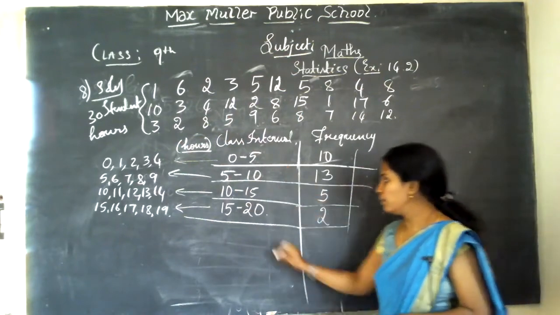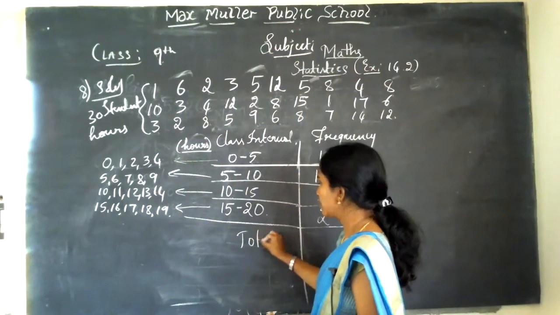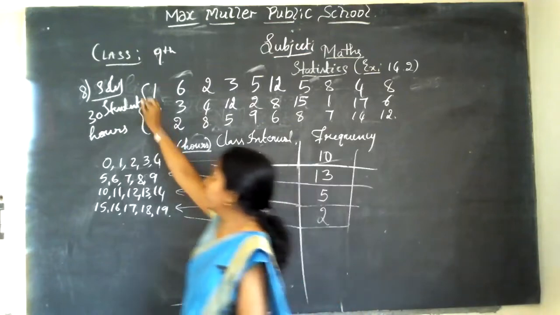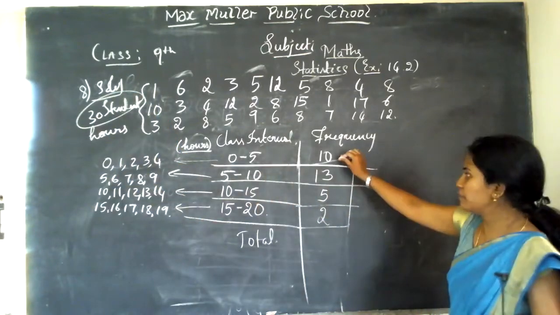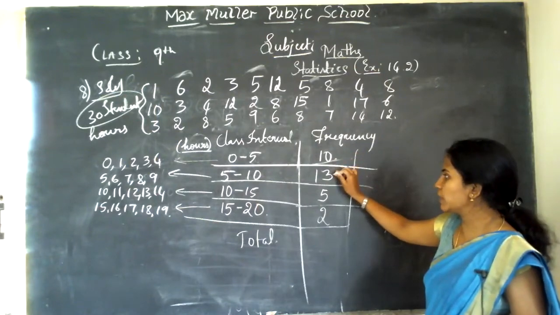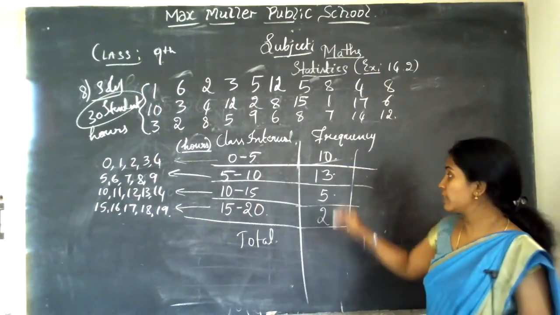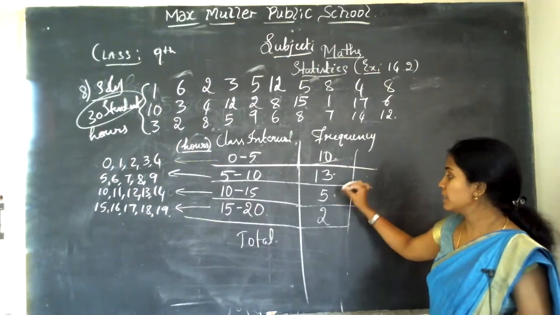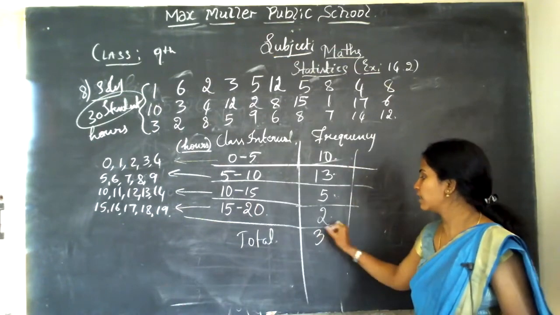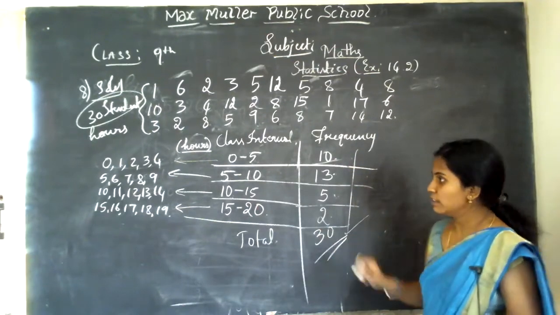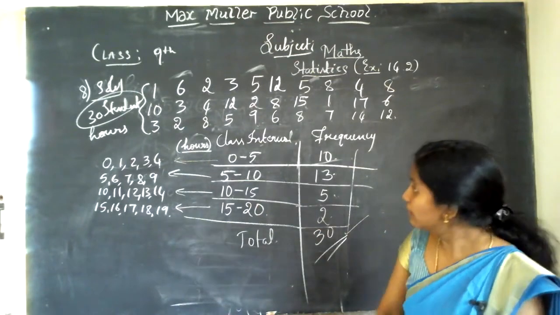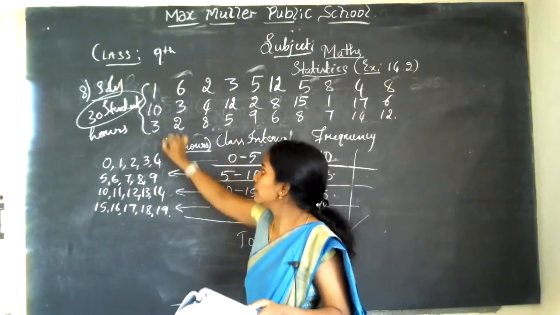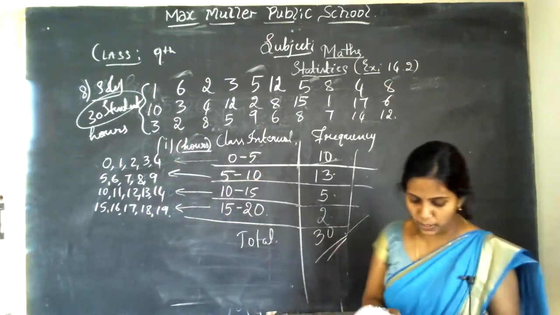So you have to total it. When you total, what do you have to get? You have to get 30 students. Counting 10 plus 13, which is 23, 23 plus 5, 28, 28 plus 2, 30. So it is 30, it is verified. So it is correct. What you need to find for the 8th one, this is for the first one. The 8th one has a subdivision.